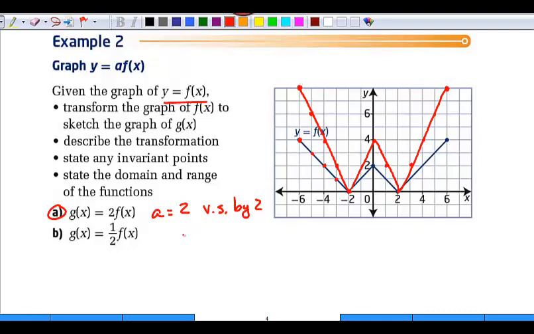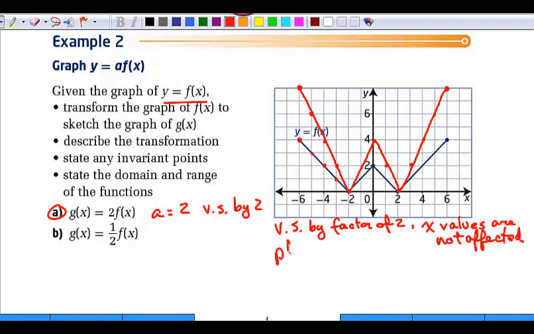So we can say that this function, if we describe the transformation, it's been a vertical stretch by a factor of 2. We can say that, what did we say here next? The x values are not affected, they don't change. It's only the y values that change. Points on the x-axis are invariant, and those would be negative 2, 0 and 2, 0.